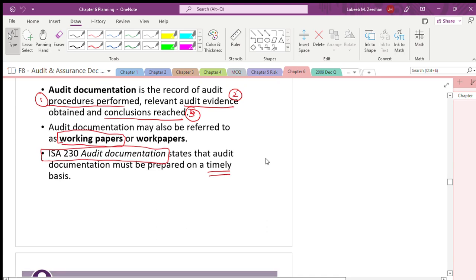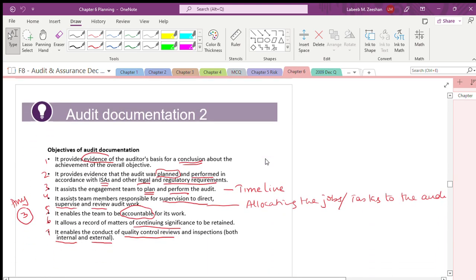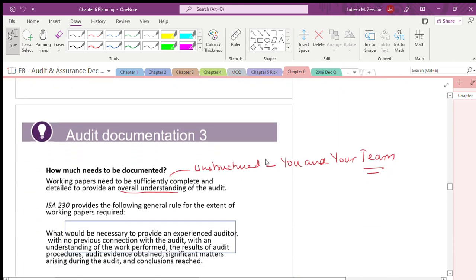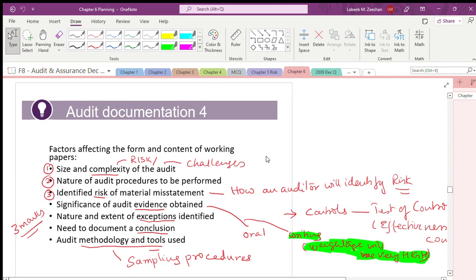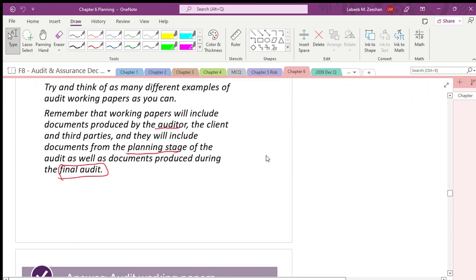Now, what are the objectives of audit documentation? It provides evidence. It provides evidence of how we reached the conclusion, how we planned, how we performed, how we supervised, how we are accountable, and what is the significance. It provides evidence as such, is it right? Is that audit documentation? Fine.